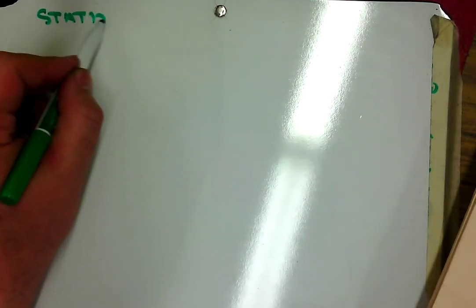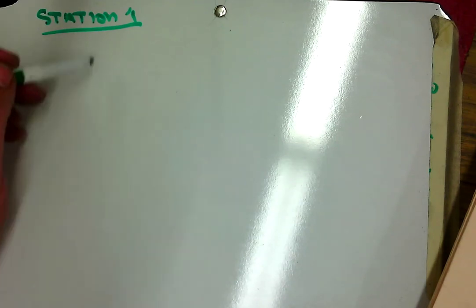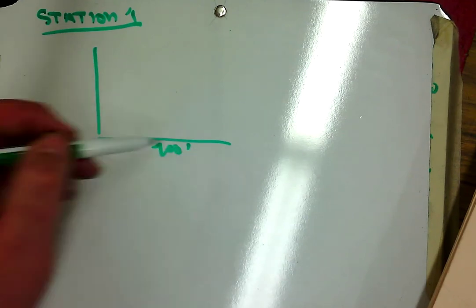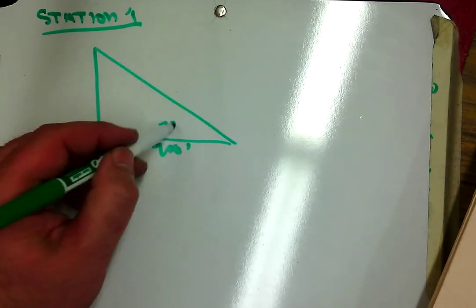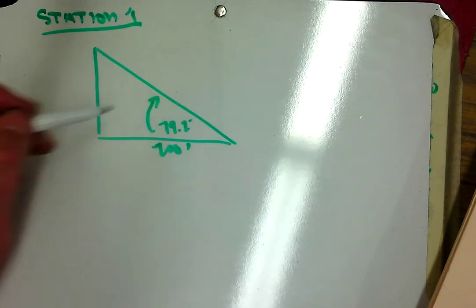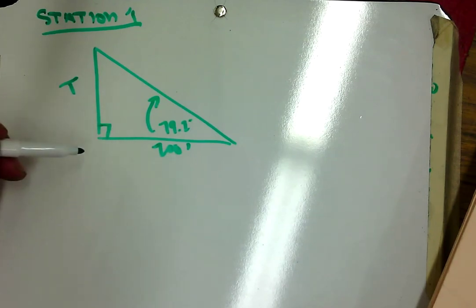Station 1. Top of the Eiffel Tower is viewed from a distance of 200 feet. The angle of elevation is 79.2 degrees. We want to know the height of the tower. Estimate to the nearest foot.